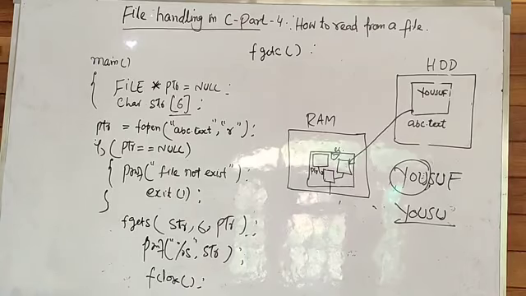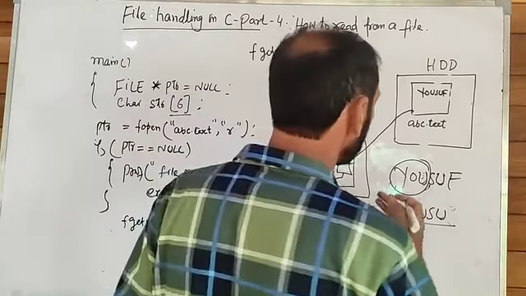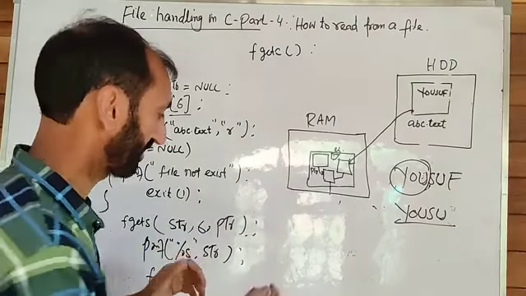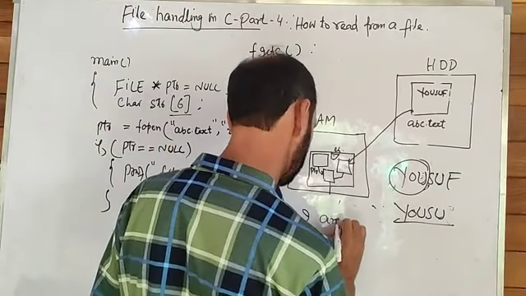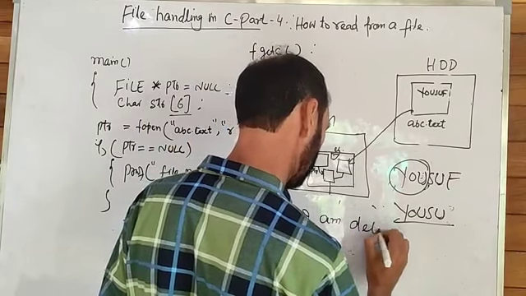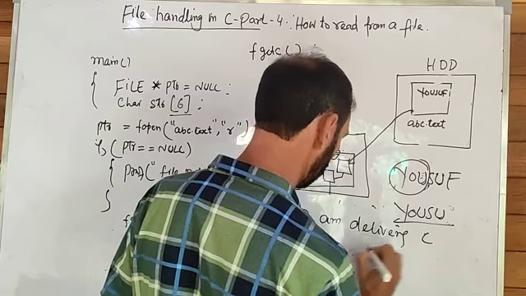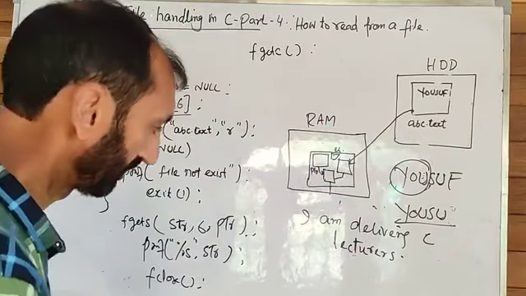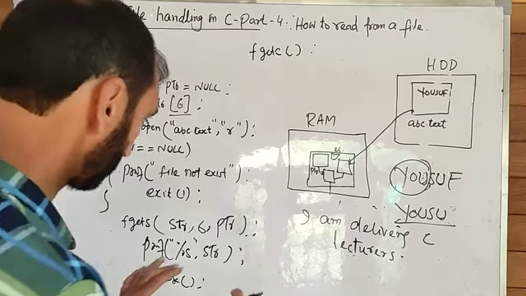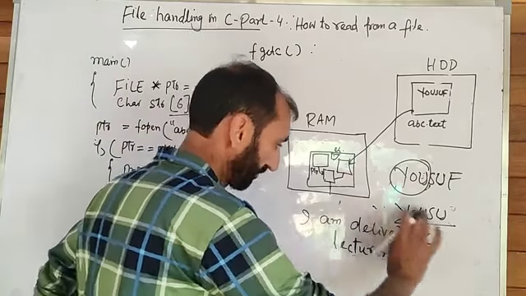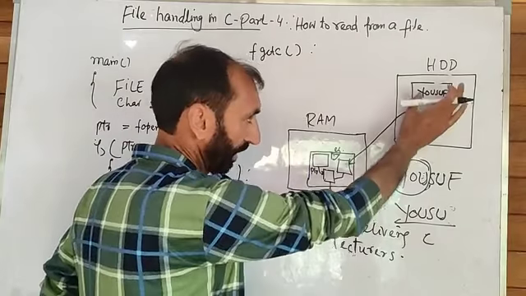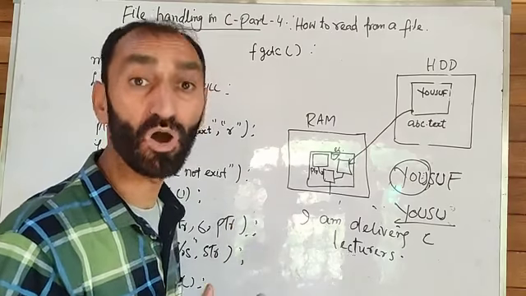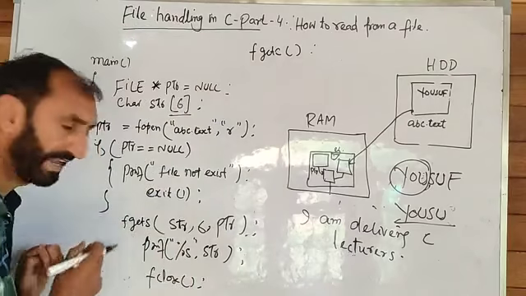But if we want to read the entire string, for example, I am delivering computer C lectures. If we want to read the entire string from the hard disk and print that on the output screen, how can I do that by using this fgets function?